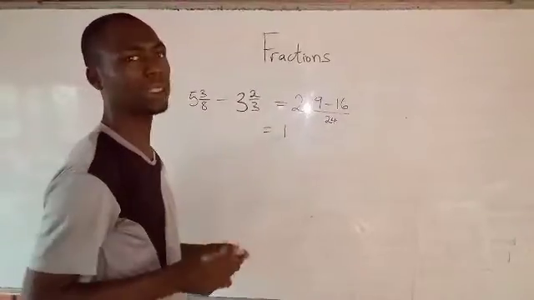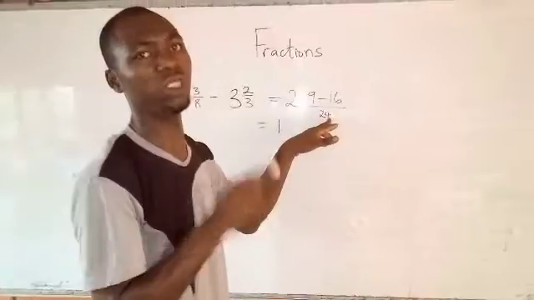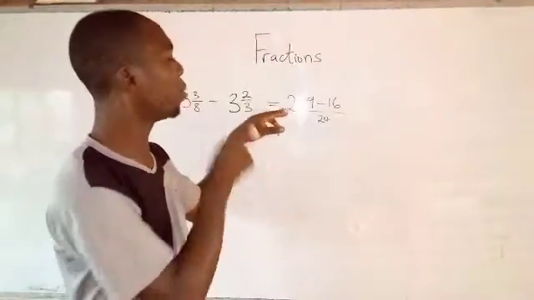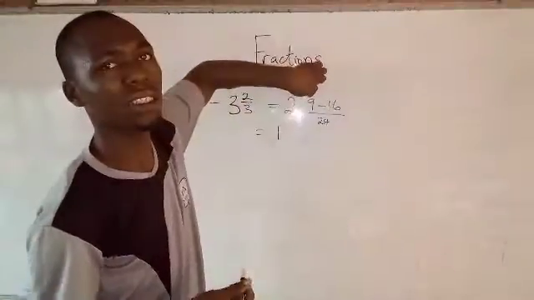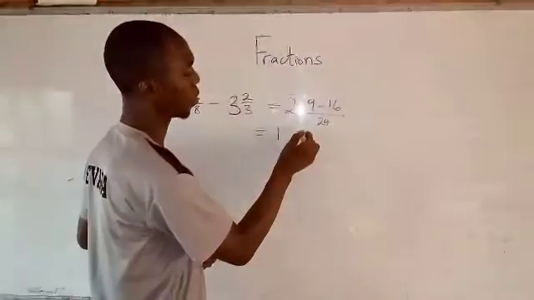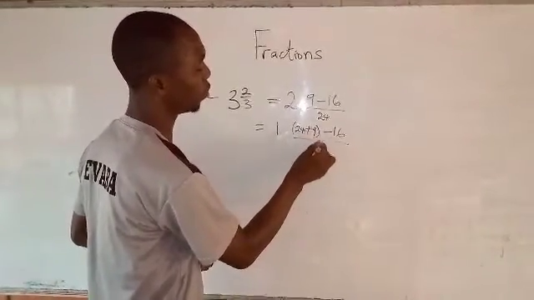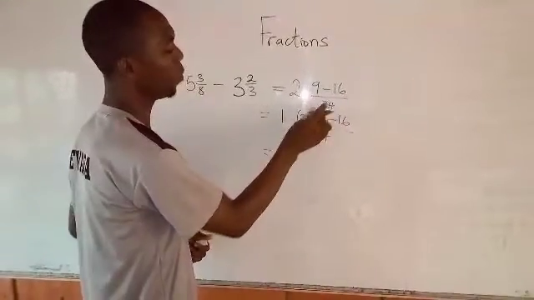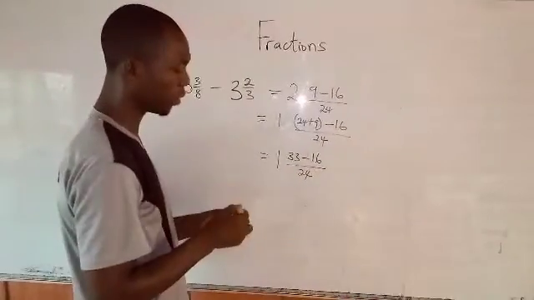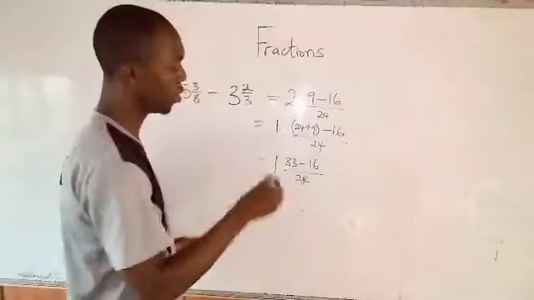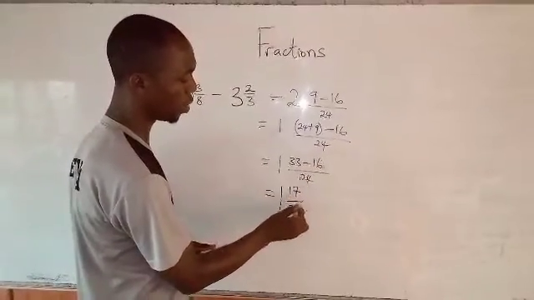It will remain 1. So that 1 that we take from these 2 will now represent the LCM, which is 24. So that means the 1 we borrowed from that 2 is equivalent to this 24. So we now add the 24 to this 9, 24 plus 9, then minus 16 over 24. 24 plus 9 is 33 minus 16 over 24. So we can see that this one is possible for us to subtract. That is 33 minus 16, 17 over 24.